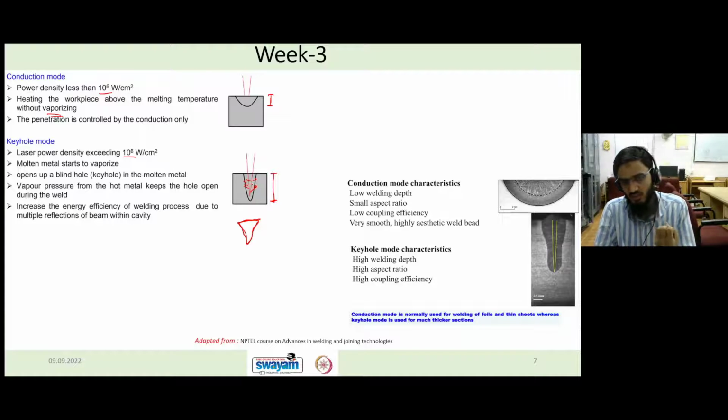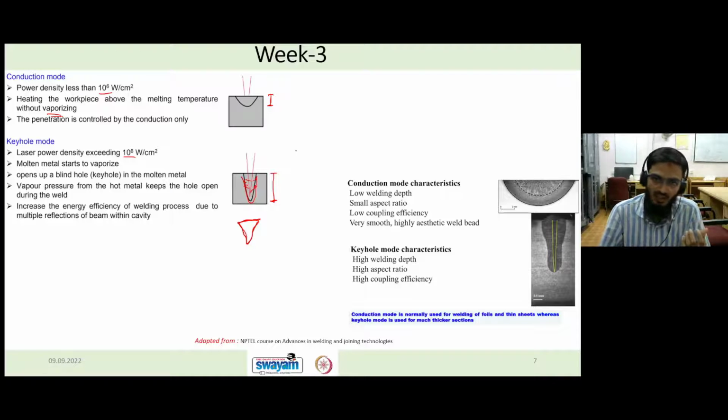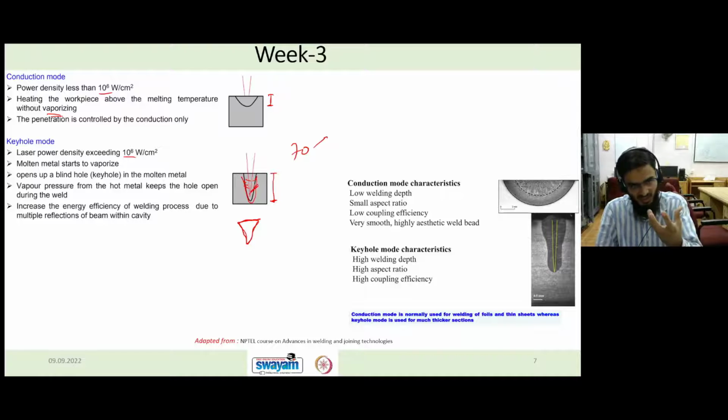So the beam is... because different metals have a different absorptivity. So let's say it is absorbing 30%, then 70% is reflected back. But if you are doing it in keyhole mode, that reflected beam will be falling onto the wall itself. So it will be again contained.